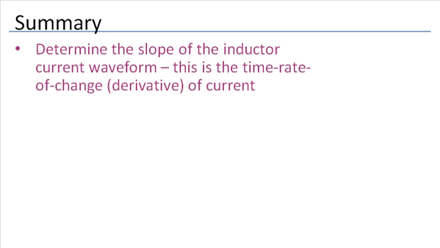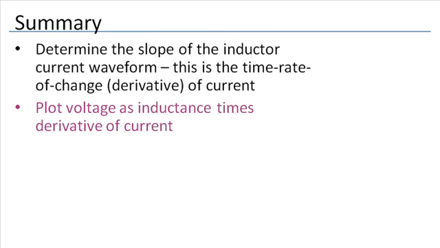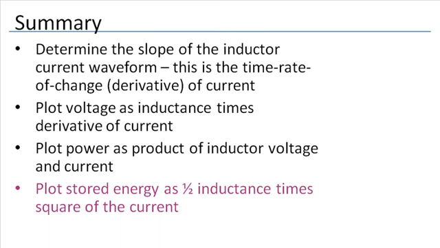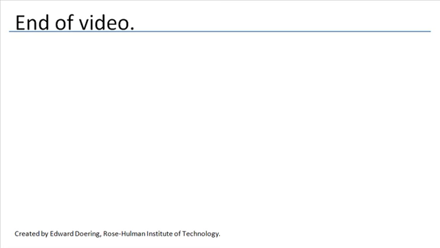Well, let's summarize the problem-solving approach we used for this problem. First, we determine the slope of the inductor current waveform. This is the time rate of change, or derivative, of current. We then plotted the voltage as inductance times the derivative of the current, and then plotted power as the product of the inductor voltage and current. Lastly, we plotted the stored energy as 1/2 the inductance times the square of the current. That wraps it up for this inductor problem.